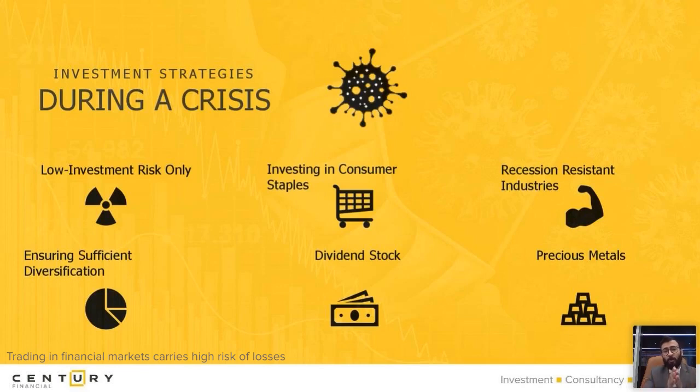Kroger, for example, is a supermarket, and there are drugstores, jewelry stores, and convenience stores of this particular kind. They're also engaged in processing some of the food they sell in the supermarket. So what I'm trying to tell you is, the very first thing is you start investing in low investment risk products. And second is invest in consumer staples during a crisis.